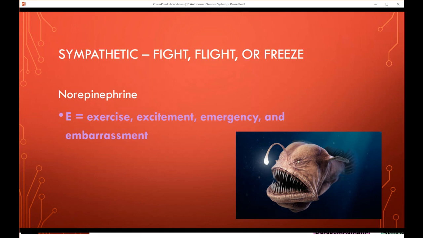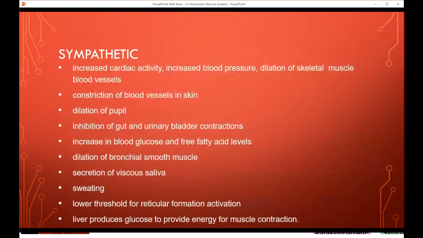We also, during embarrassment, what you would see with some people who have really pale skin is that their face might flush, right? Because we actually dilate the blood vessels along different regions of the body. And we also may see some increase of sweat, right? During exercise, we sweat. And your pupils may dilate, okay?